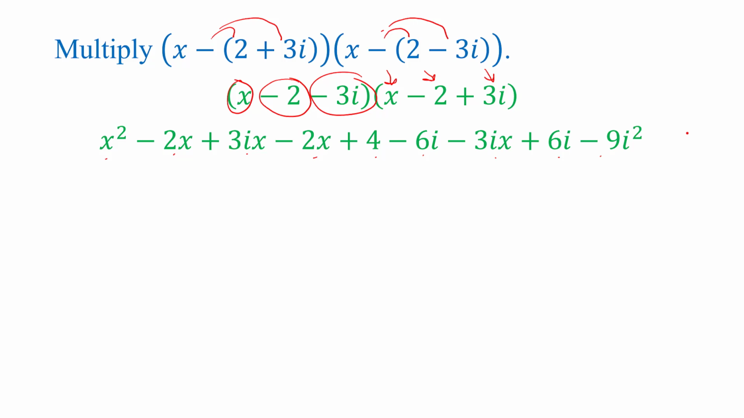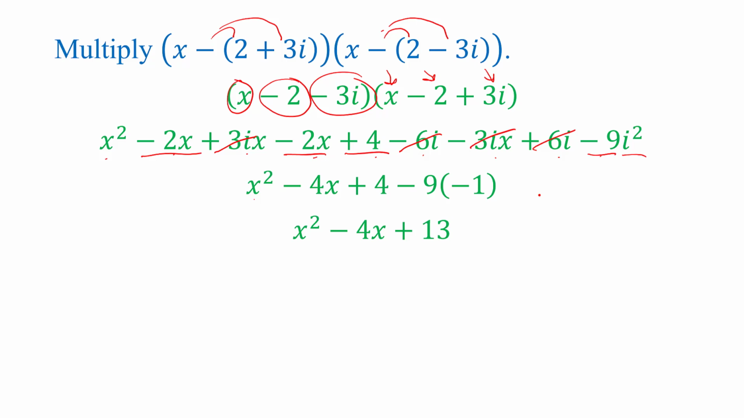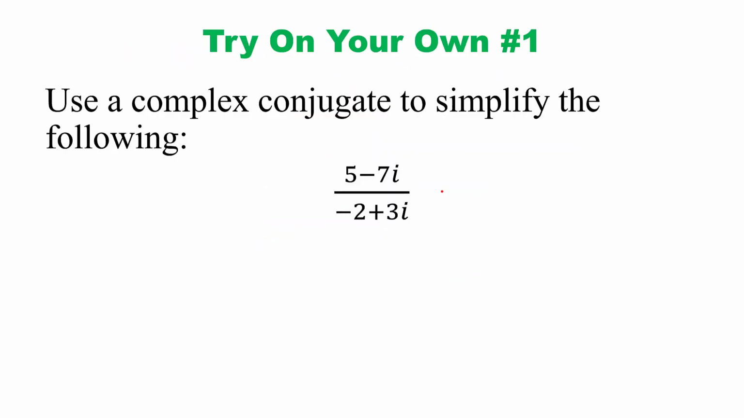Well, if we look here, there's some terms here that add to 0. Negative 6i plus 6i adds to 0. 3ix minus 3ix adds to 0. And moving on from there, we can see that we have x squared minus 4x plus 4 minus 9 times negative 1. We're almost done. x squared minus 4x, and then 4 minus 9 times a negative 1 is 4 plus 9, or 13. So we have a final simplified answer here of x squared minus 4x plus 13.